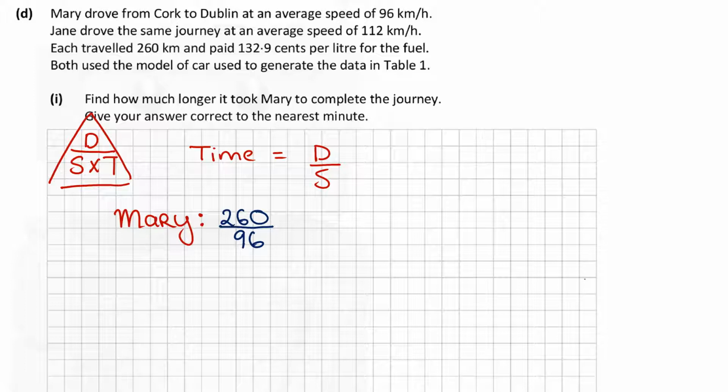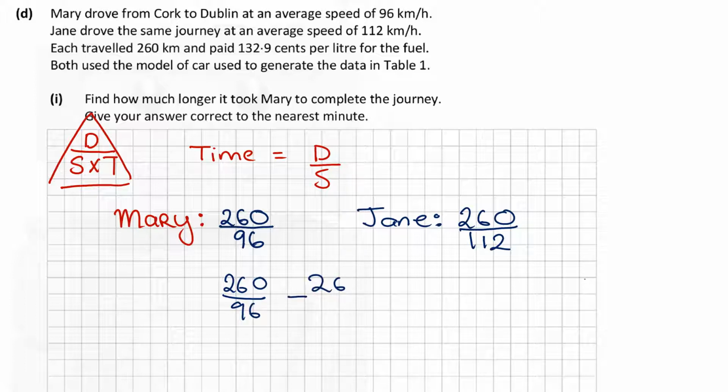And then we have Jane. Apologies, this won't change the colour now. My pen has got a mind of its own at the moment, so just bear with me. So Jane also travelled 260 kilometers, but she did it at a speed of 112. So we can work out each of them, and they've asked for the nearest minute. So we basically want to say 260 over 96 minus what Jane did, which was 260 over 112, because that's the difference, or how much longer it took Mary.